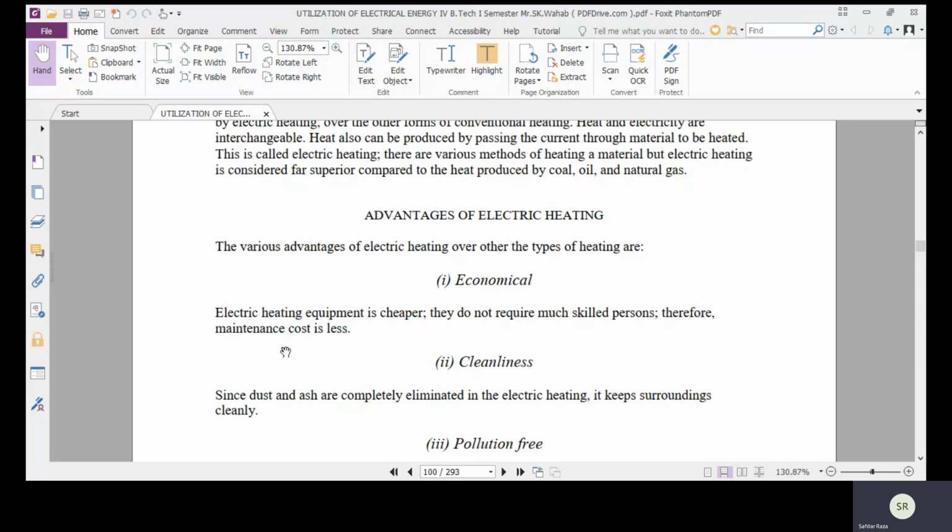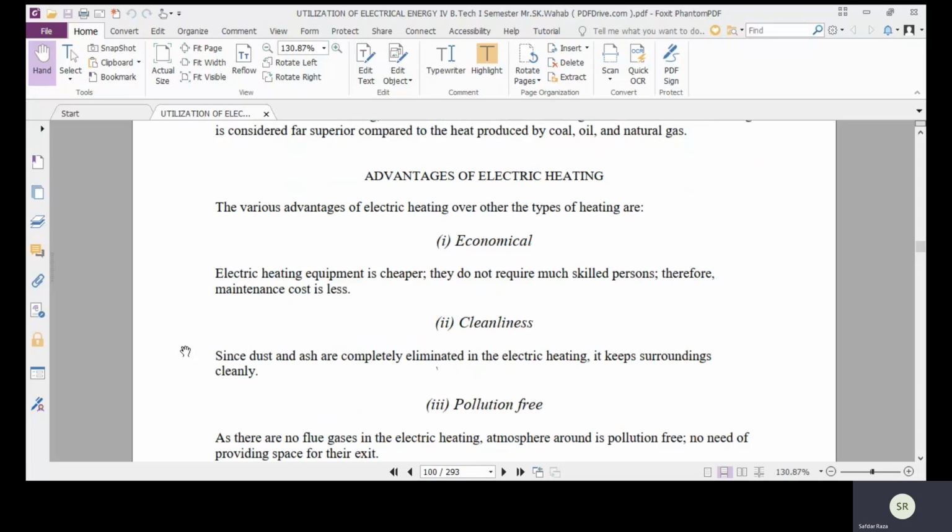It is very easy. Many of you may also have visited a thermal power station, wherein a huge arrangement has been made to handle the fuel. The fuel may be coal, it may be oil. If it is coal, then a very large arrangement has to be made. In comparison to all the conventional sources, electric heating is very economical because no further arrangements have to be made. The second one is cleanliness.